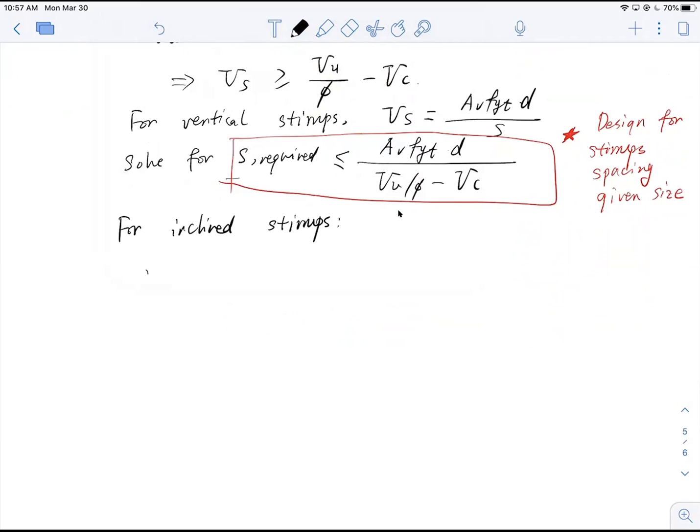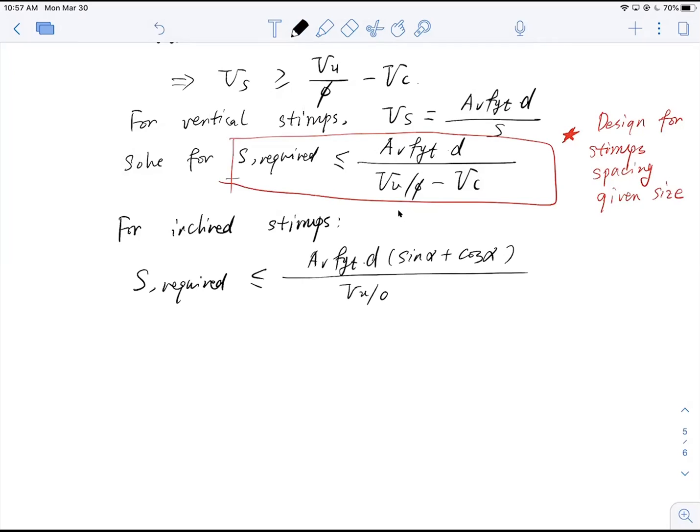Now, correspondingly, if the stirrups are inclined, the required spacing equation changes slightly. S has to be smaller than or equal to Av fyt d (sine alpha plus cosine alpha), and this alpha is the inclination angle, divided by Vu divided by phi minus Vc.